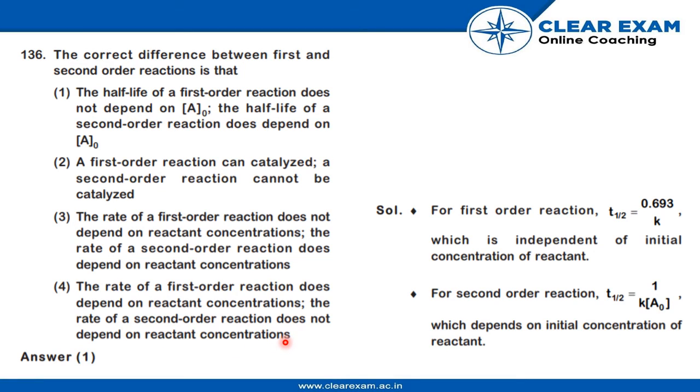Now for this, as we know, for the first order reaction, t half is equal to 0.693 upon K, which is independent of the initial concentration of reactant. And for the second order reaction, t half is equal to 1 upon K into A naught, which depends on the initial concentration of reactant. So the first option is the correct answer for this question.